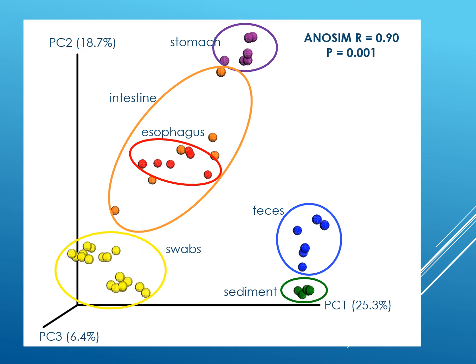Principal coordinates analysis plot based on Bray-Curtis community dissimilarity shows that the esophagus and the intestine had very similar community structures, and this was confirmed when examining how similar they were in their taxa composition, with the stomach being more unique but still rather similar to other tissue samples.